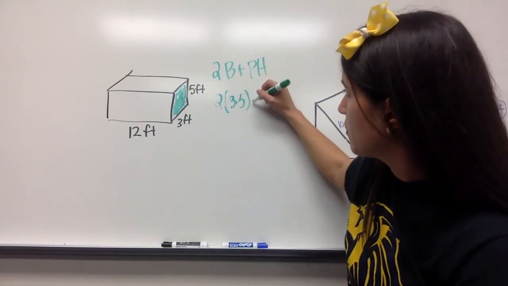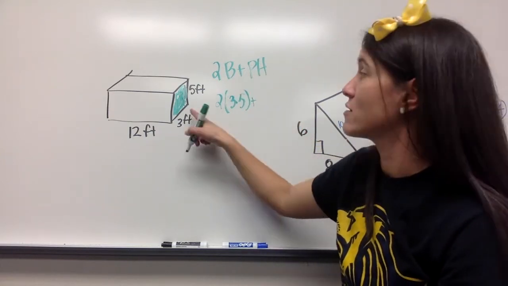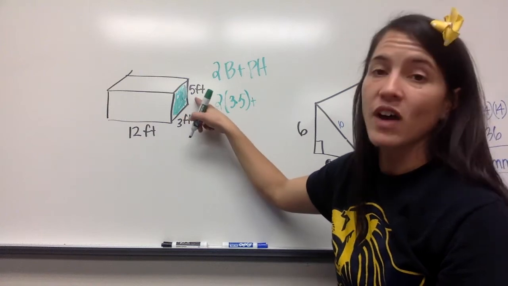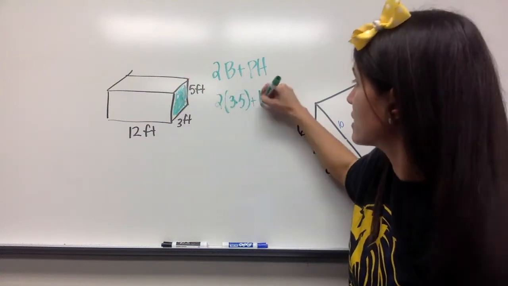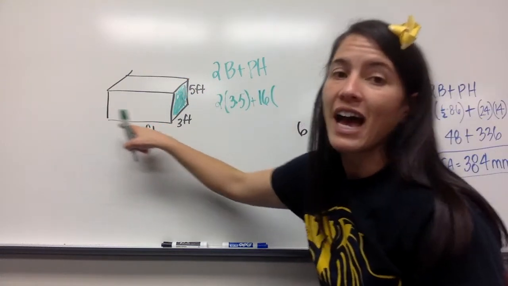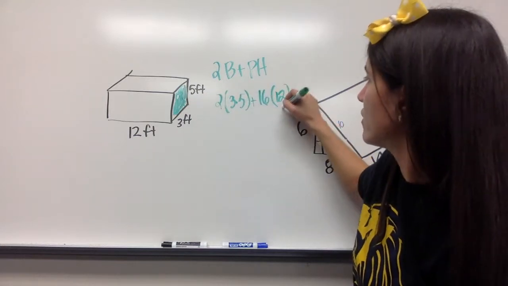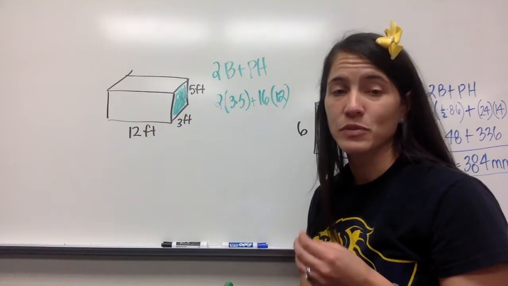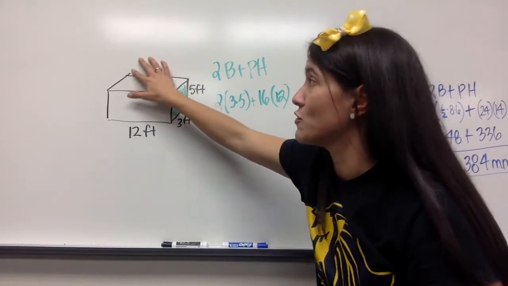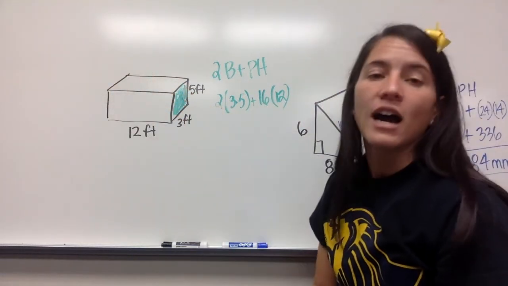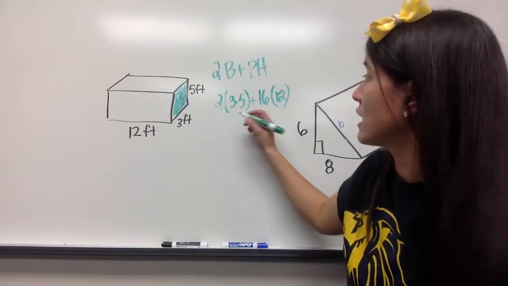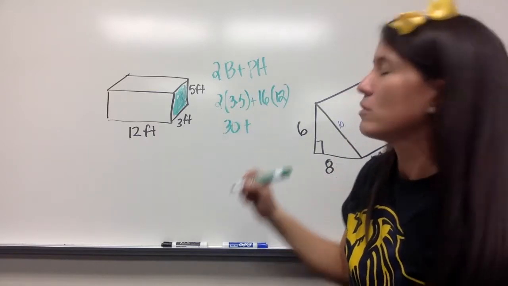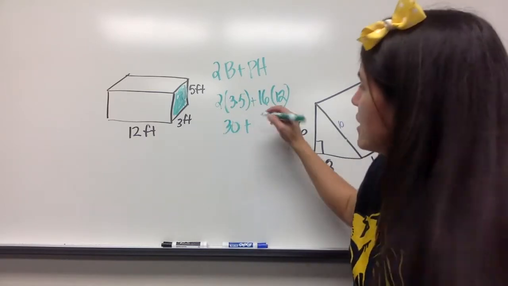And then plus the perimeter of the base. So my perimeter, 3 plus 5 is 8, plus 3 plus 5, so that would be 16. And then the height of the prism is 12. The height is always going to be not on the base. The height of the prism is always going to be a number that you did not use for the base. I'm going to multiply those, and I get 30 plus 192.